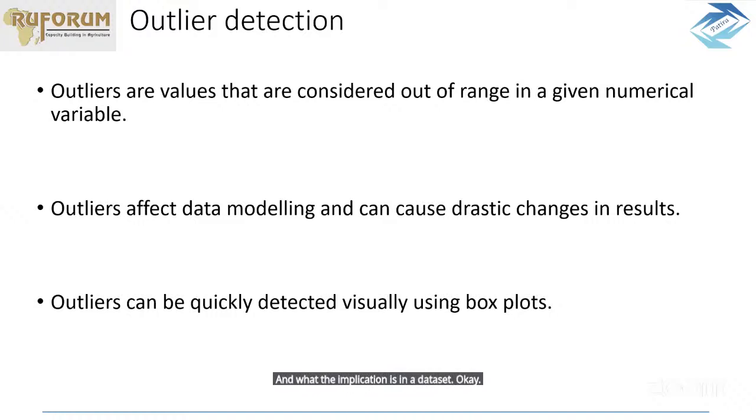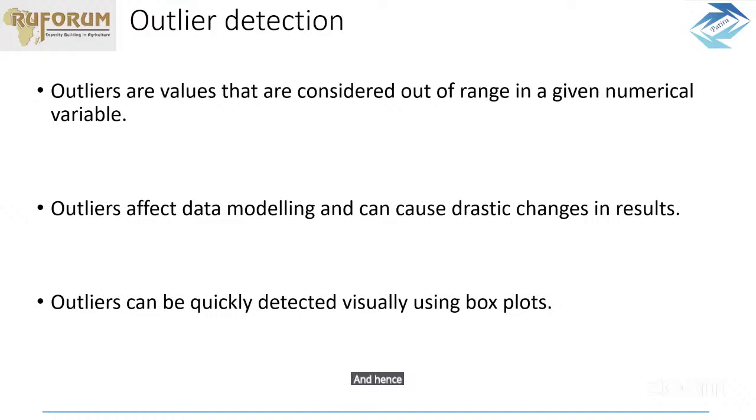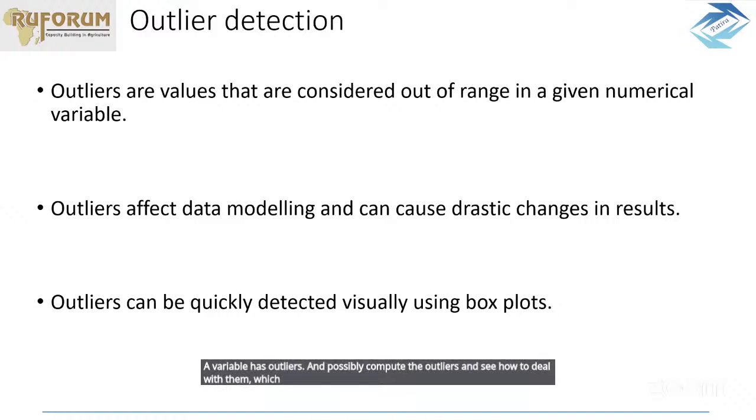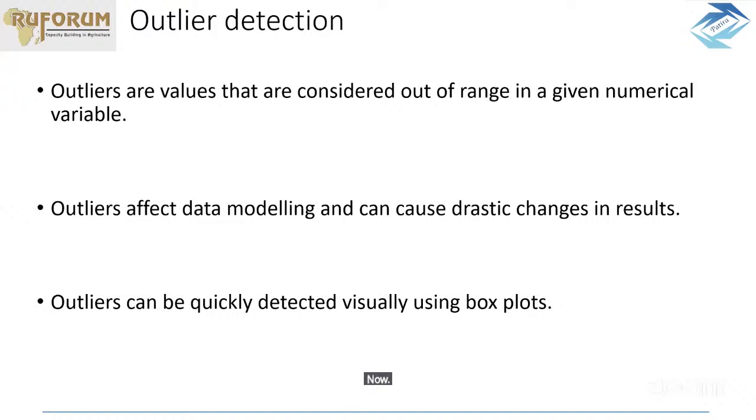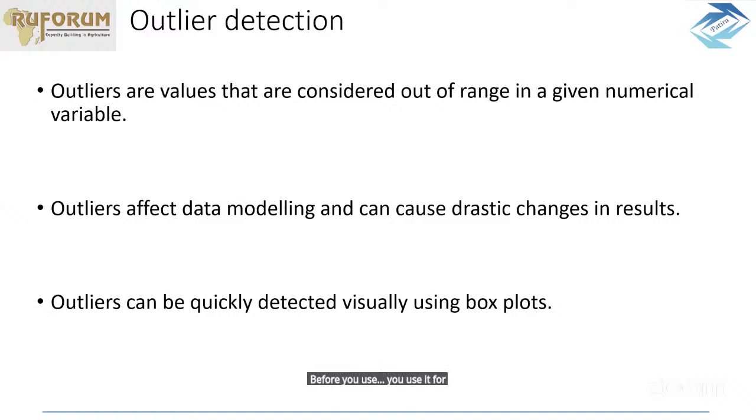Because outliers can drastically affect our models and hence our results, it's important that you're able to see if a variable has outliers, possibly compute the outliers, and see how to deal with them, which we shall see. Now, outliers are quickly detected. Remember also, outliers mainly appear in numerical data. So it's important that you understand if a variable has outliers before you plug it into a model, before you use it for prediction.